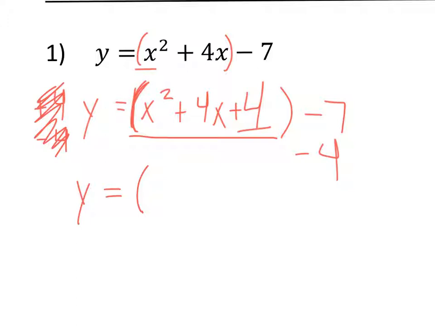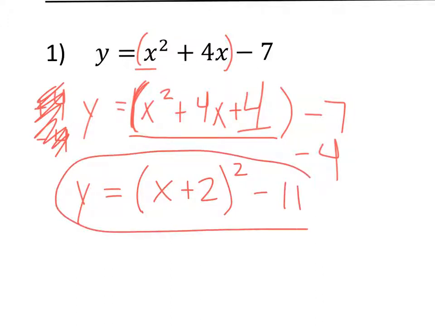But instead of writing 2 twice, we just write it as (x + 2) squared. And negative 7 minus 4 is negative 11. That is switching it from standard form to vertex form. That is also how we complete the square.